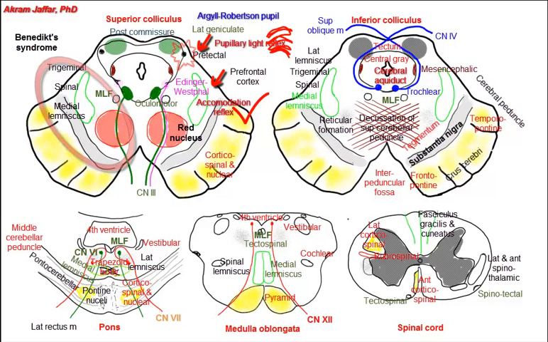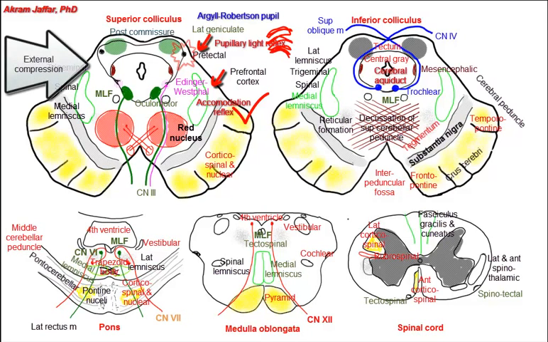Involvement of the red nucleus by the vascular occlusion results in involuntary movements of the limbs on the opposite side, because the rubrospinal tract crosses. As you can see here, this is the rubrospinal tract that descends into the spinal cord, and the fibers cross before they descend.